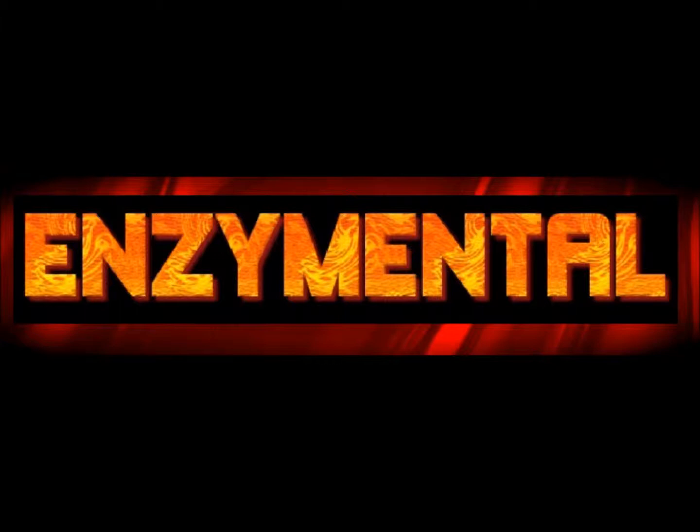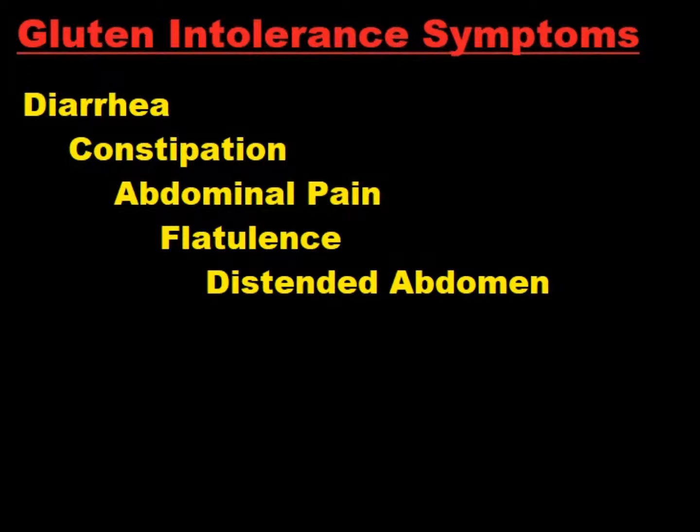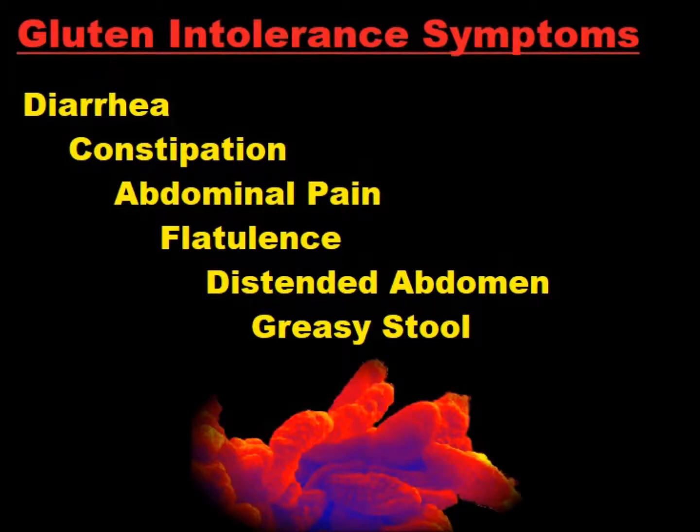Many symptoms of gluten intolerance are related to malabsorption. This also can include diarrhea, constipation, abdominal pain, flatulence, distended abdomen, and a greasy, foul-smelling stool that can result from food not being absorbed into the small intestine and instead being fermented by colon bacteria. However, not everyone with gluten intolerance suffers these same intestinal symptoms.